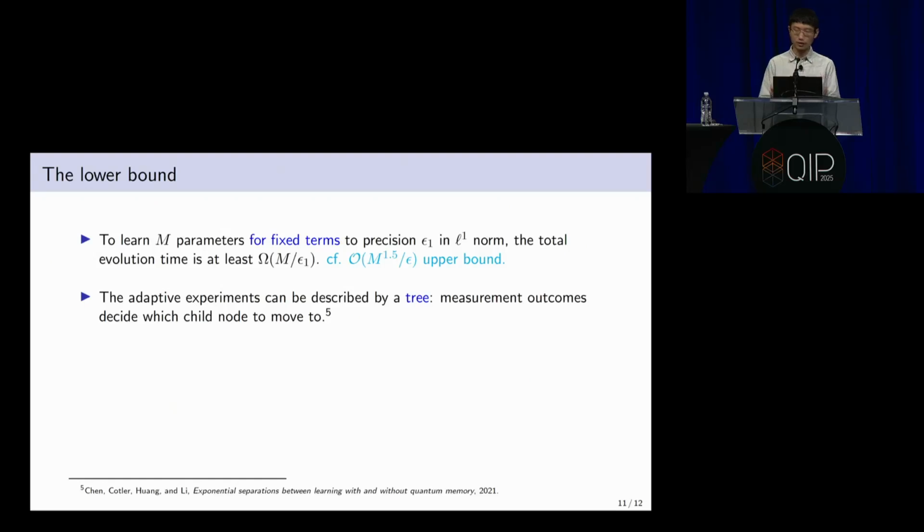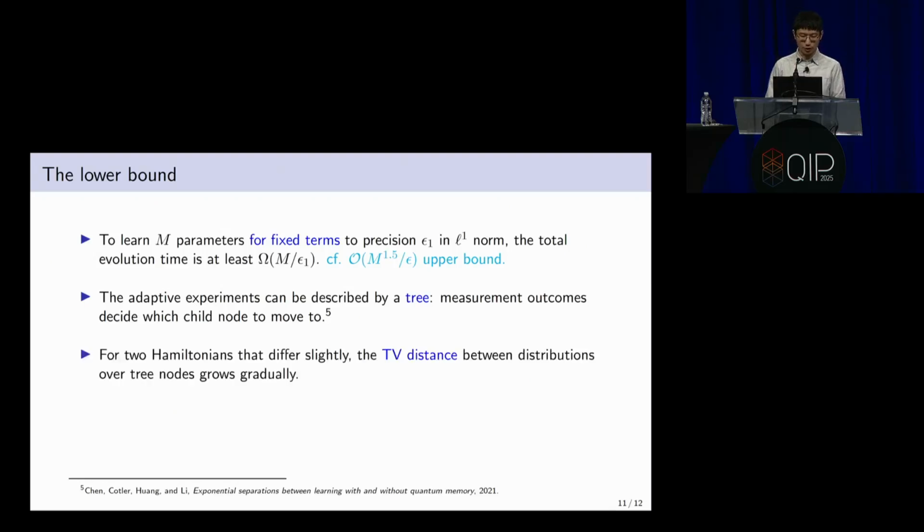However, this is a lower bound, which is the only one that we are aware of that actually has this m dependence. And the idea of this lower bound is that adaptive experiments can be described by a tree. Each single experiment corresponds to a tree node, and the measurement outcome of each experiment decides which child node to move to. So everything is described by a tree.